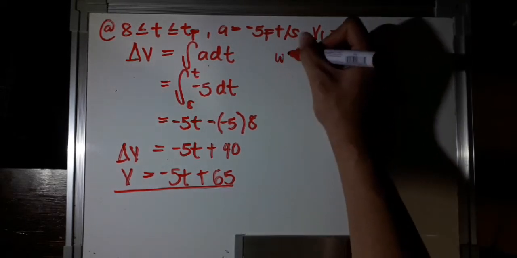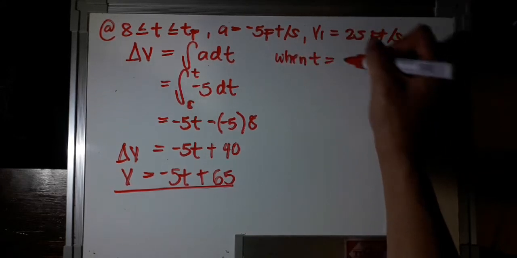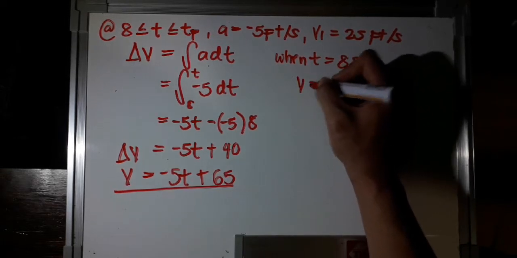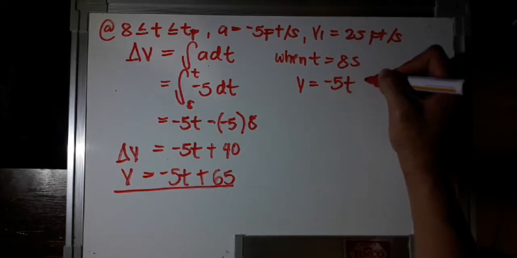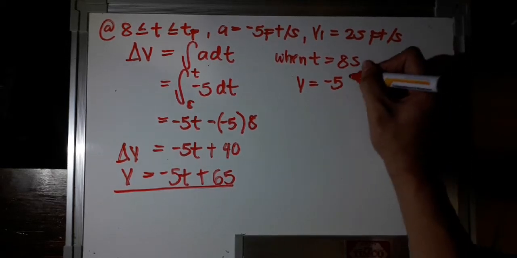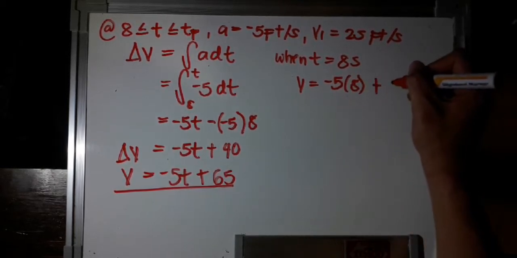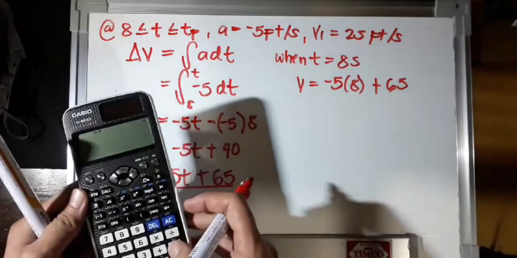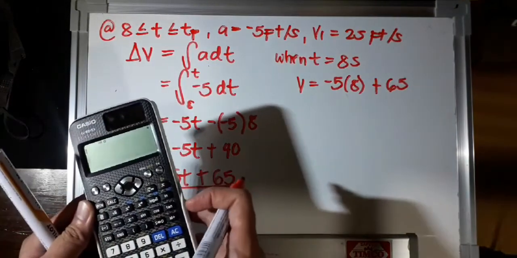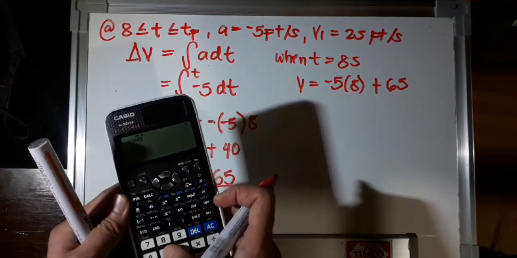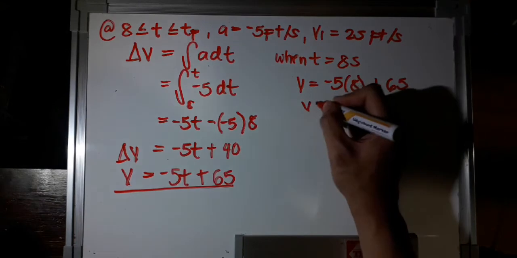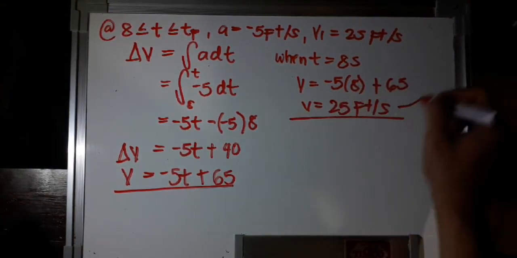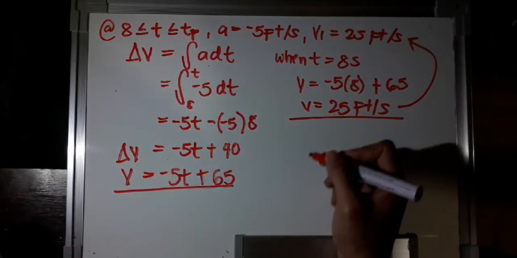So when time is equal to 8 seconds, v is equal to negative 5t. Sorry, substitute na natin. So negative 5 times 8 plus 65. So calculating, sabihin natin negative 40 plus 65, that is 25 feet per second. So same sila. That means correct yung ginagawa natin.